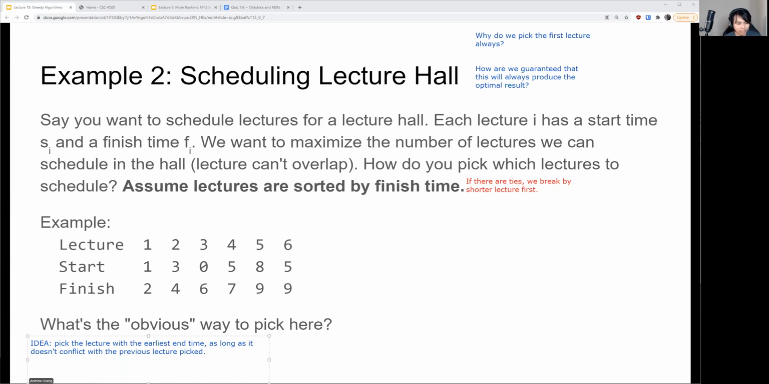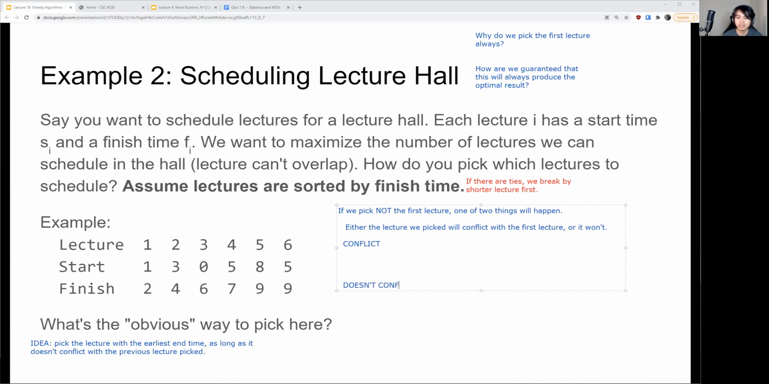Let's go ahead and imagine for a second two scenarios. If we pick not the first lecture, one of two things will happen. Let's imagine we pick some other lecture apart from the first. Give me a yes if you're with me. We're imagining a scenario where we don't pick the first lecture. Here's where the slightly mathy, slightly logic-inducing thing comes into play. There are two scenarios we could have. Either the lecture we picked will conflict with the first lecture or it won't. If it does conflict, there's going to be a case for that. If it doesn't conflict, there's going to be a case for that as well.